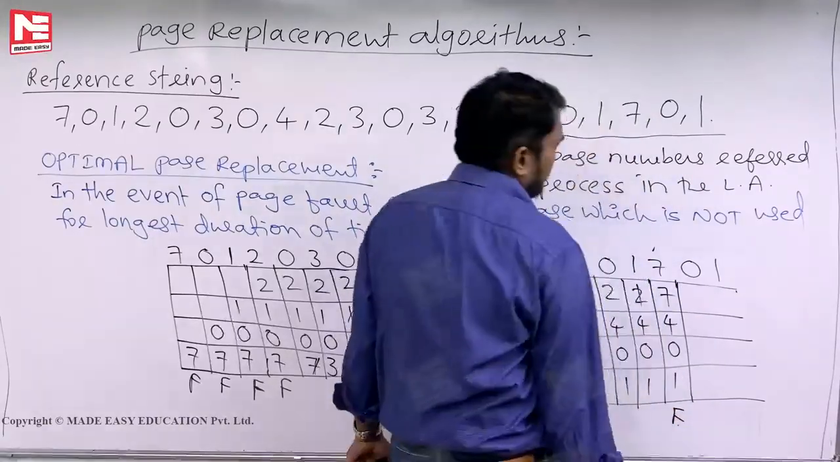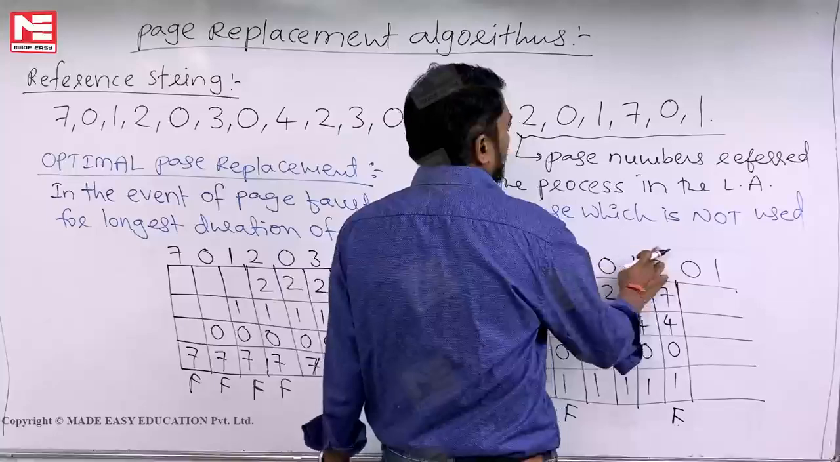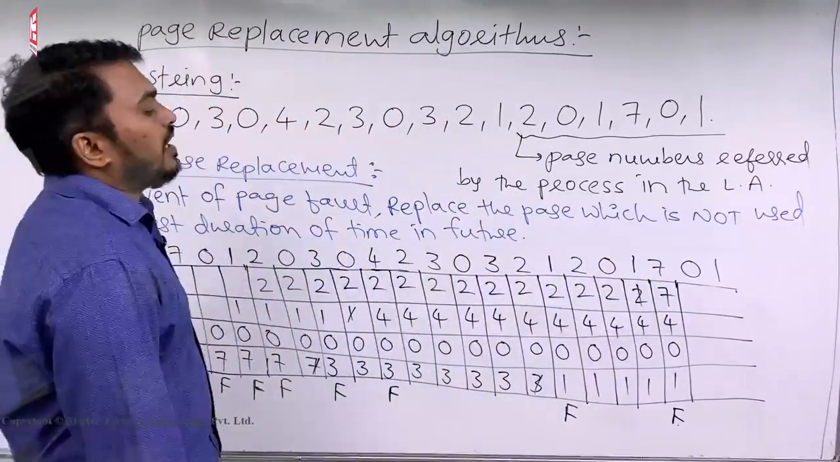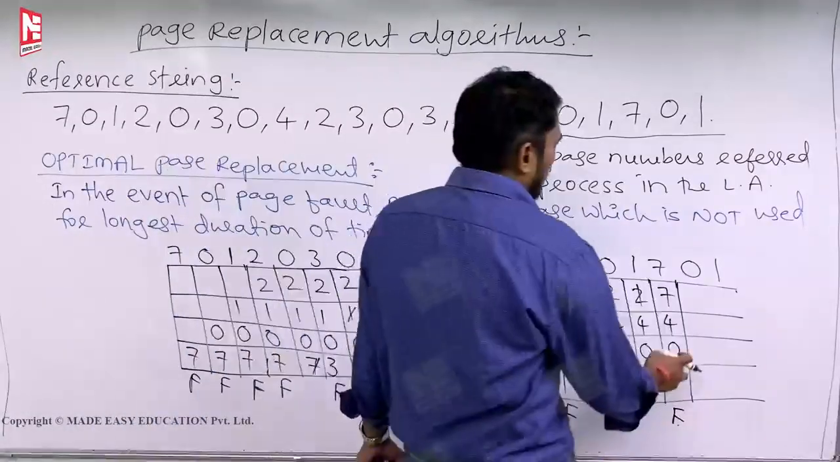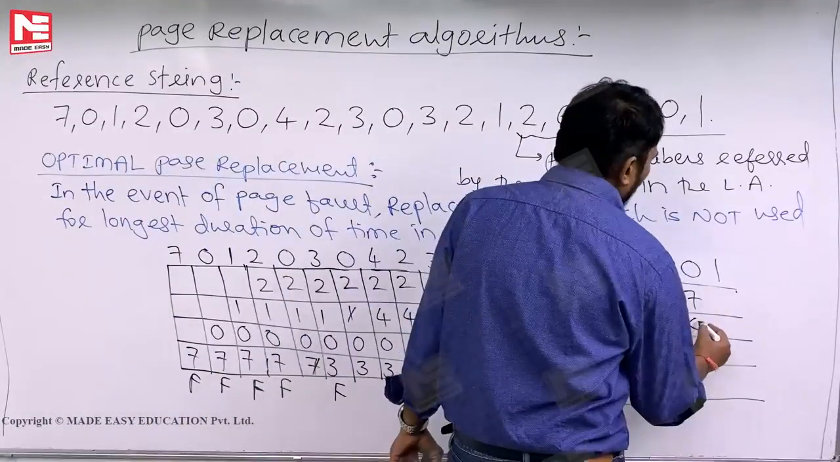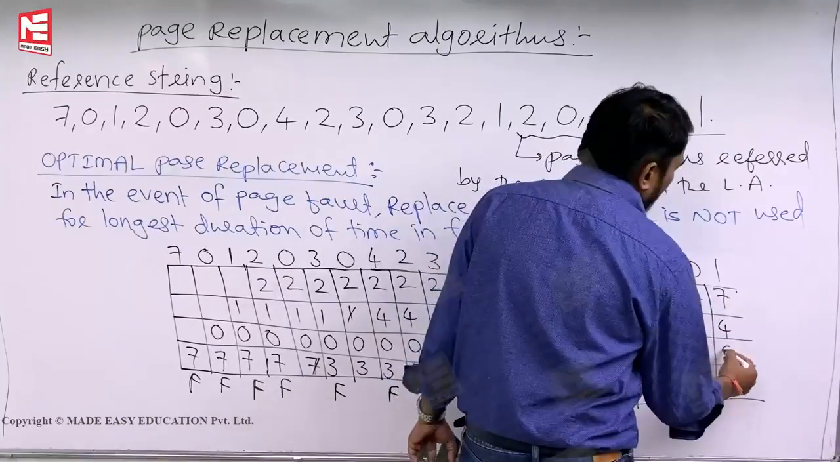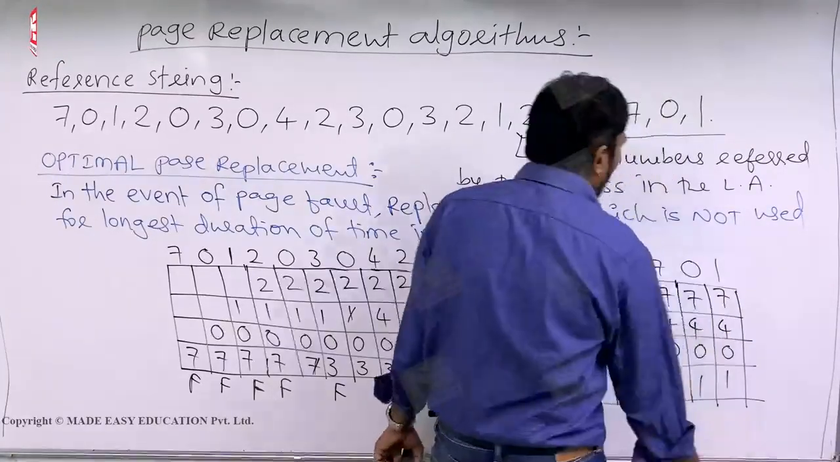that is a page fault. Okay, and next is what here? 0. Now tell me, 0 is available now. Okay, available. Yes sir, very good. So available hai, so no problem, that is simple. Just copy as it is, no page fault. And 1 is also available. Yes sir, 1 is also available, no page fault, copy as it is.